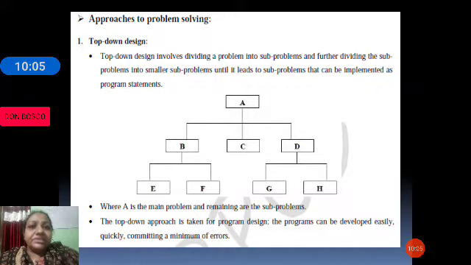So top-down design involves dividing a problem into sub-problems, and sub-problems are further divided into smaller problems until we get a solution or the implementation for the smallest problem. So here A is the main problem and we have sub-problems B, C, D, and for B there are again sub-problems E and F. This type of approach is called top-down design.